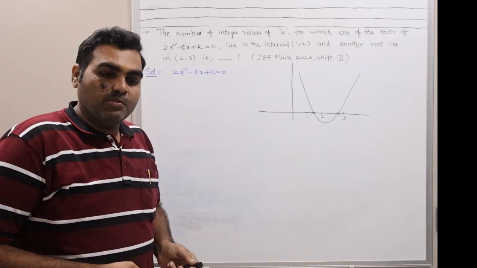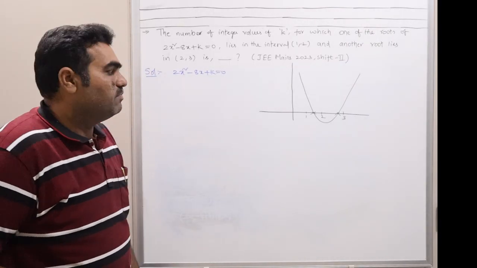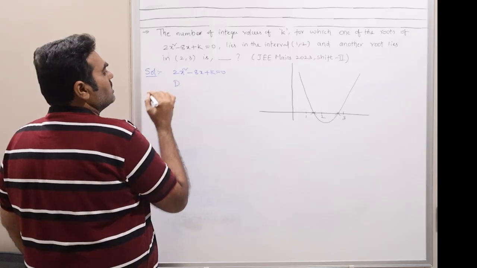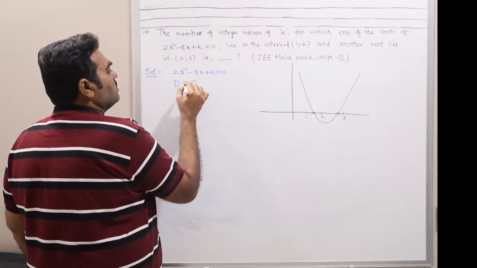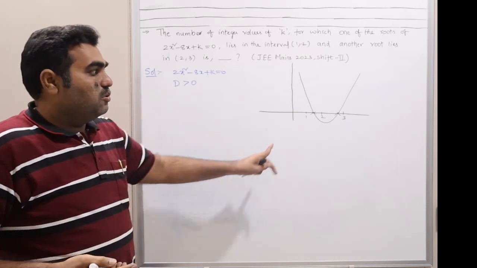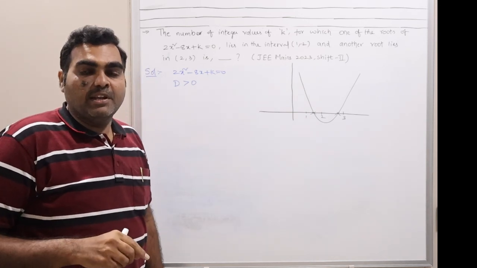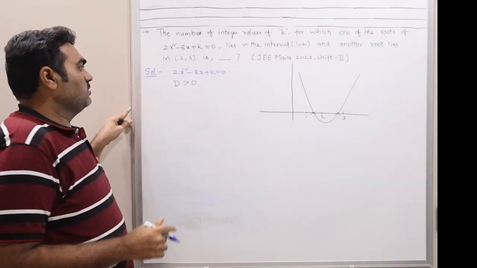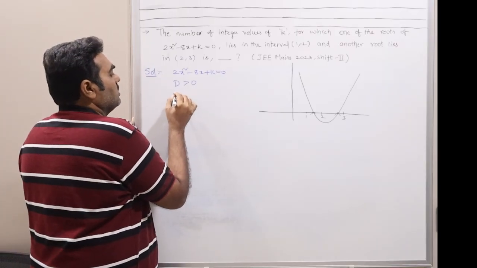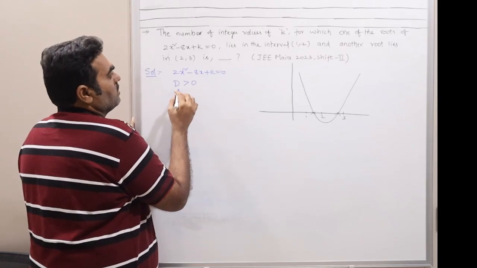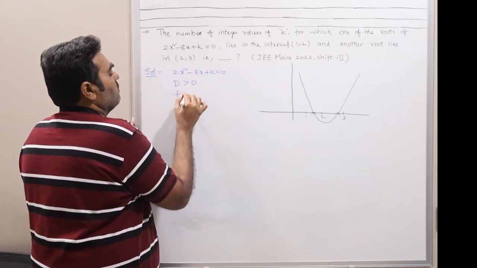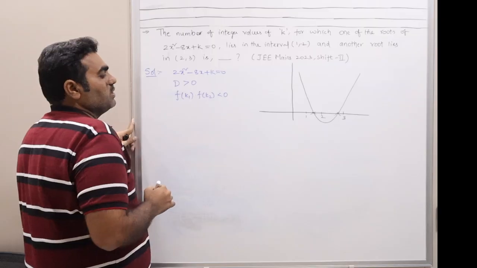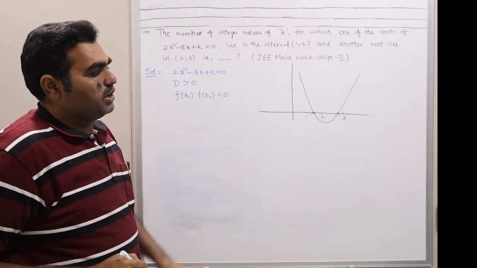For this we can use one of the conditions that we discussed the other day. The first condition is D is strictly greater than 0, because the two roots are at different positions. That means the equation cannot have equal roots; the roots must be distinct. Another condition is f(k1) into f(k2) should be negative. We need to incorporate both cases.